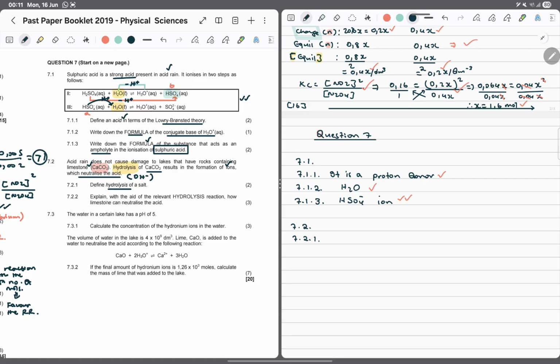Right. What does hydrolysis of a salt mean? It is a reaction of a salt with water, H2O.